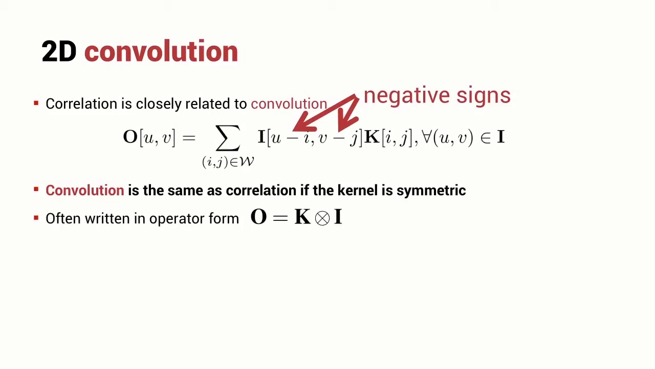An advantage of convolution is that it can be written in operator form. So what this says is that the output image is equal to the kernel convolved with the input image I. So the symbol of a cross inside a circle represents the operation of convolution.